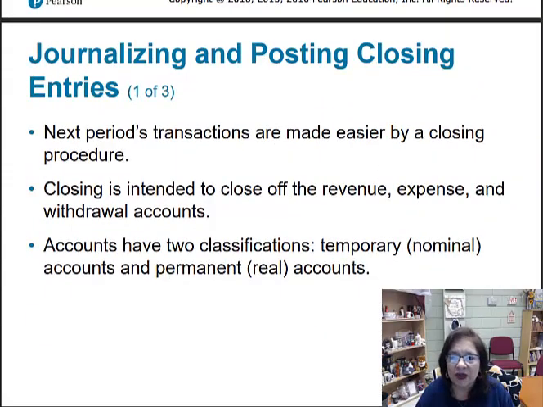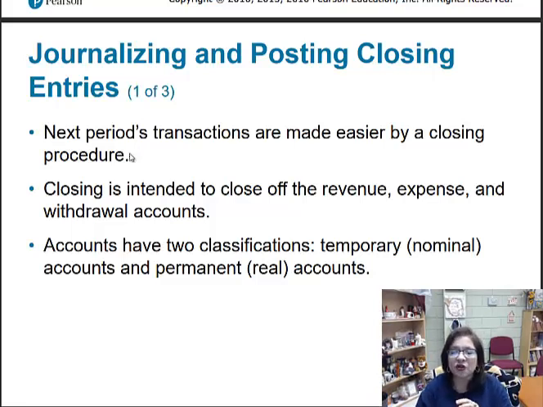Next period's transactions are made easier by the closing procedure. Again, it's like reconciling a checkbook. I've reconciled my checkbook for the bank. I know exactly how much money I have in my bank account. Now I can begin to spend money, yes or no, or I need to make a deposit, yes or no. Closing also allows you to make sure that the revenue and the expenses for each month are kept within that month. So that's why it's called a closing. That balance doesn't go forward. That balance stays there only for the month.